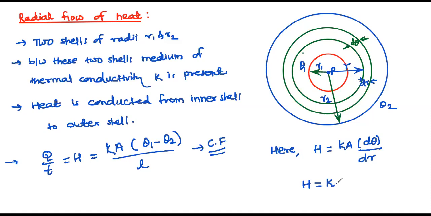H is equal to K into 4 pi r square into d theta by dr. Nothing I did, I have just substituted the surface area of that shell. Surface area of sphere, we can say. What is that? 4 pi r square. So nothing to do. Next page.